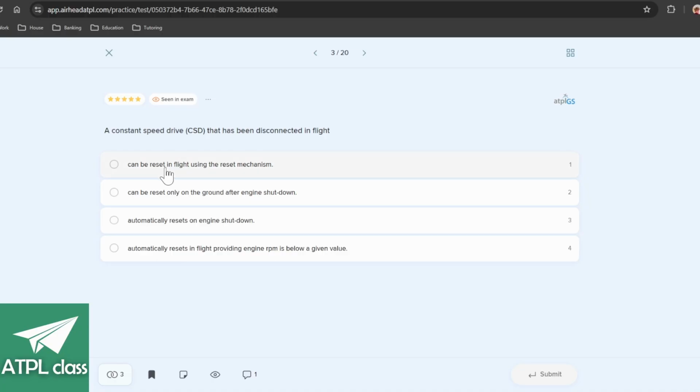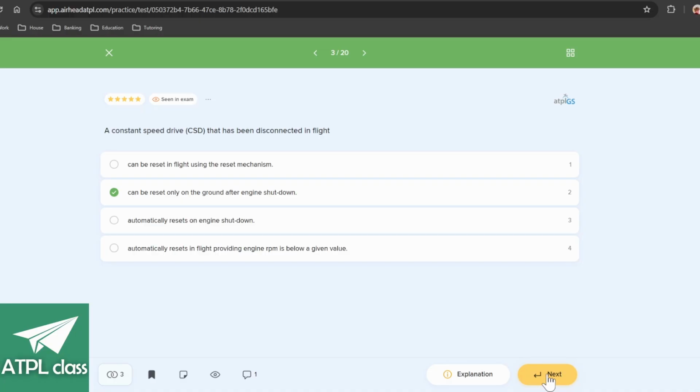And again, you don't want to do it. Well, it'd be very hard to do it in the air because again, you can't check it. Engineers can't go up and check what the problem is. If you've disconnected it, it's generally because of a problem. It's within the internal workings of the engine and the gearbox and stuff, so you can't exactly just reset it without having a check on it first. So option 2, which is correct.